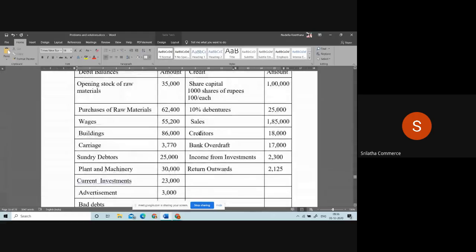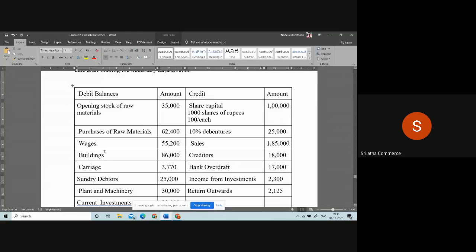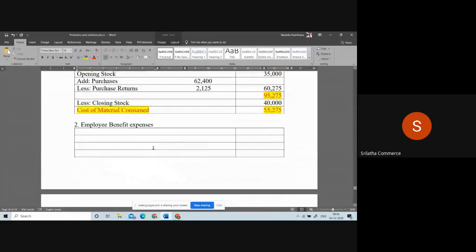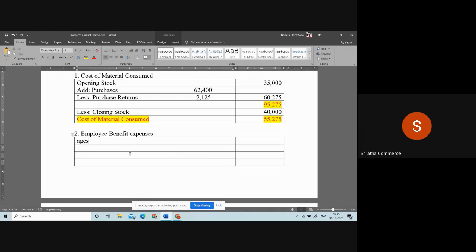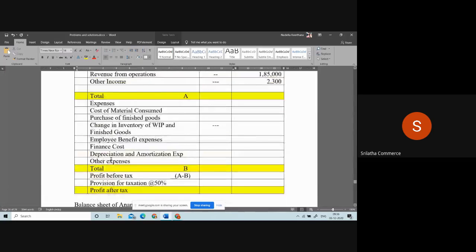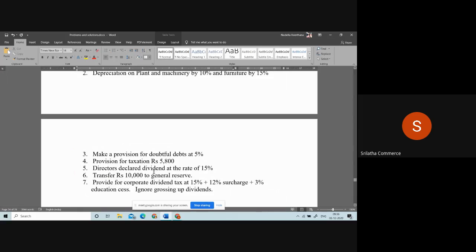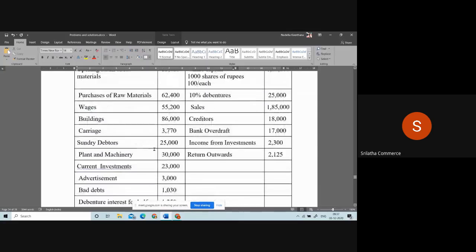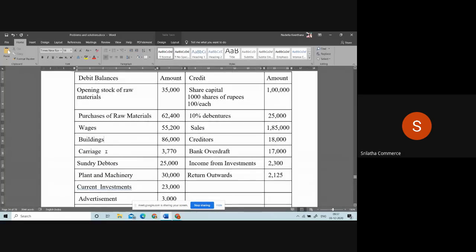Then next, we completed opening stock, purchase of raw materials is over; wages. Wages comes under employee benefit expenses. Amount is 55,200. Wages 55,200. Any outstanding, any adjustments he had given? No adjustments. Okay, we only have adjustments regarding dividends, transfer to general reserve, provision for doubtful debts and depreciation. That's it. Okay, so wages over; buildings will not come to the statement of profit and loss.